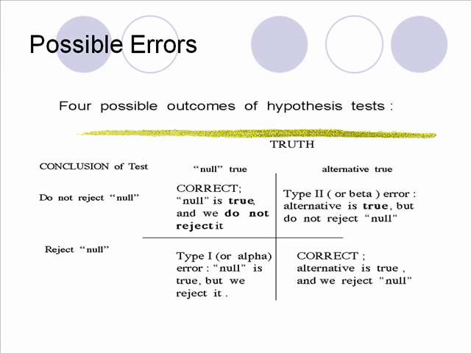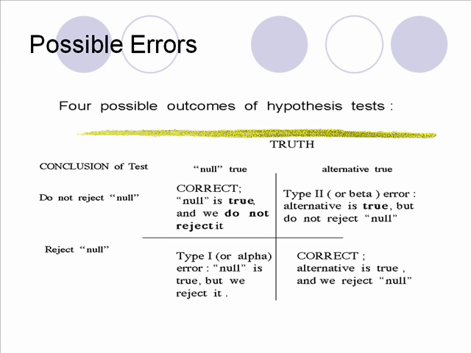On this table we have the conclusions of our test. On the left-hand side, going up and down, we do not reject the null, which is called fail to reject the null, or we reject the null. On the top is the truth, what's the correct thing. In the upper left-hand corner, the null is true and we do not reject it. That's what we want to happen.